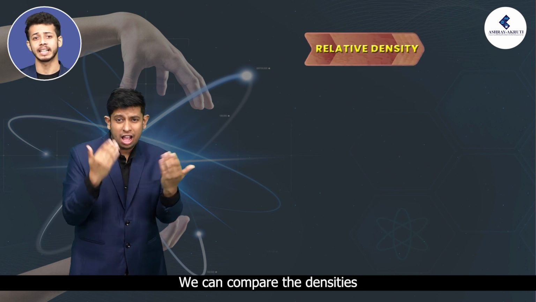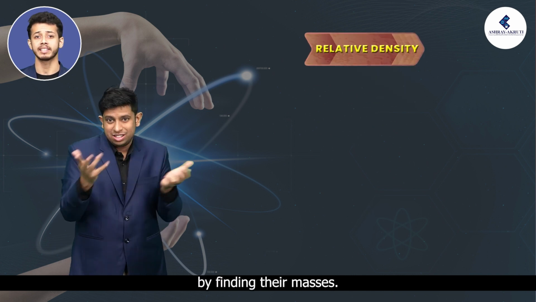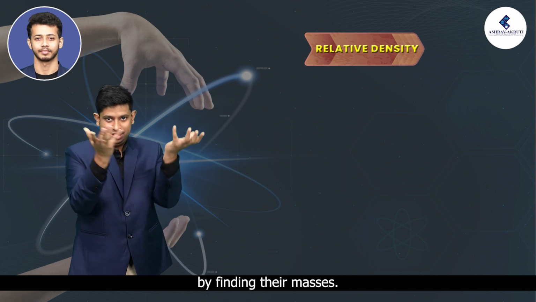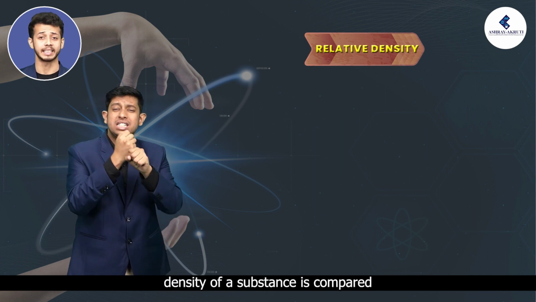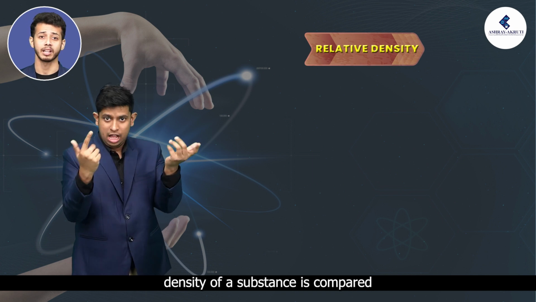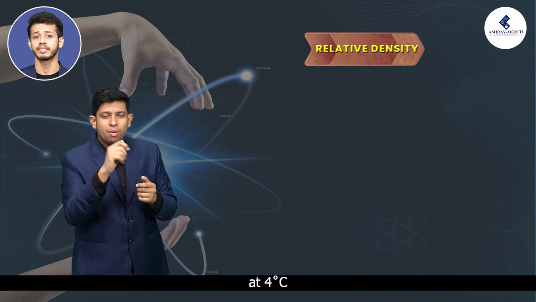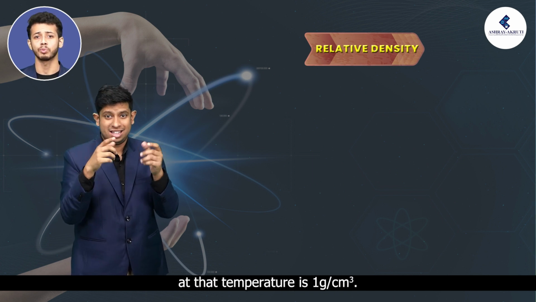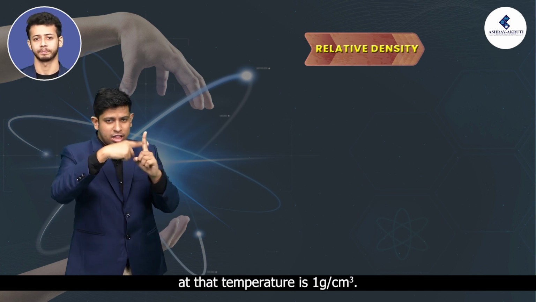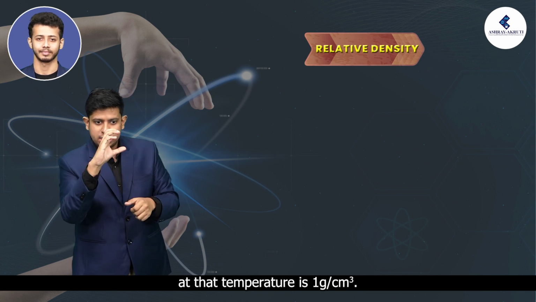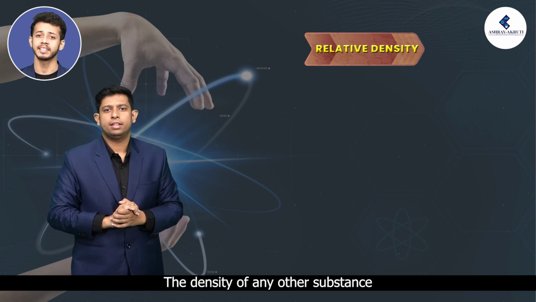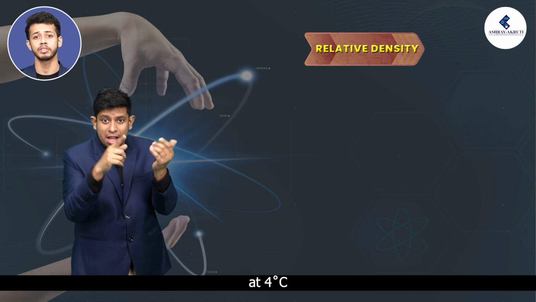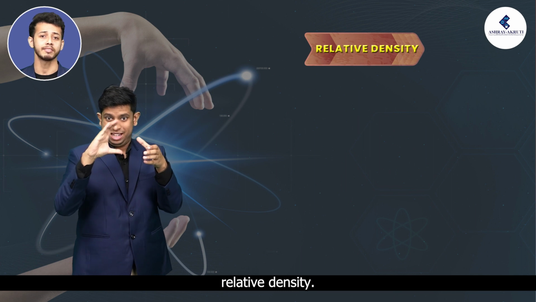We can compare the densities of two substances by finding their masses. But generally, density of a substance is compared with the density of water at 4 degrees centigrade because the density of water at this temperature is 1 gram per centimeter cube. The density of any other substance with respect to the density of water at 4 degrees centigrade is called the relative density.